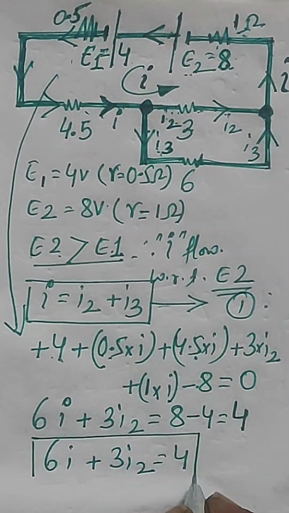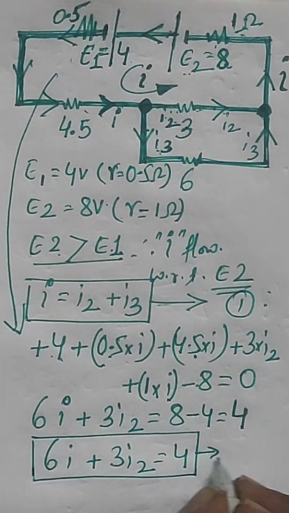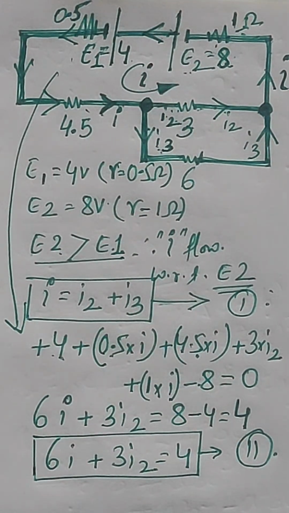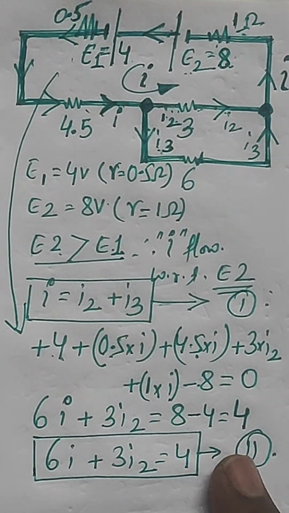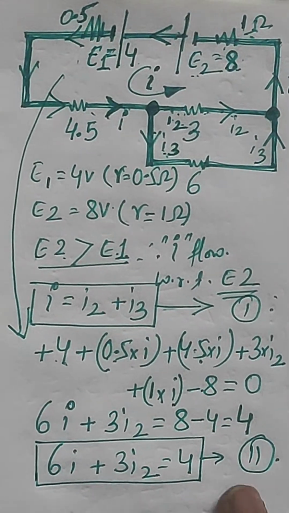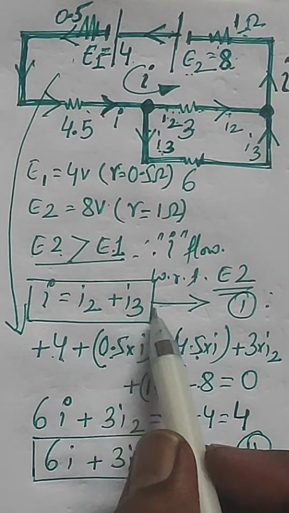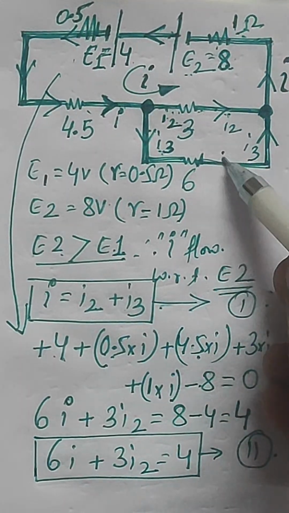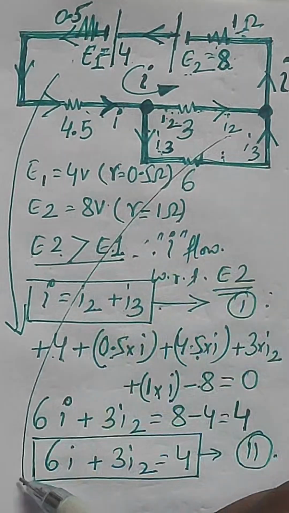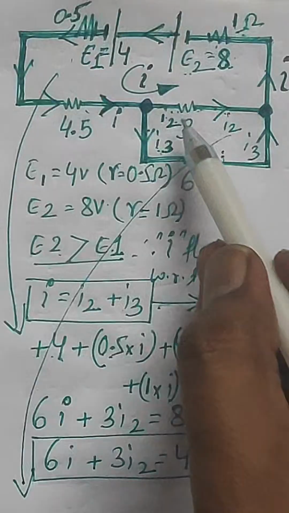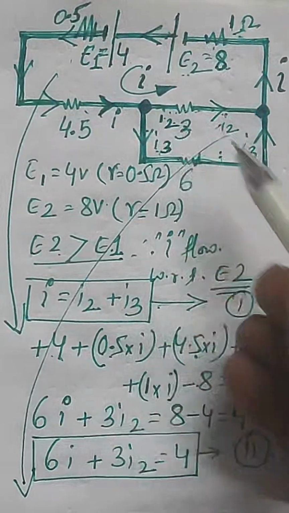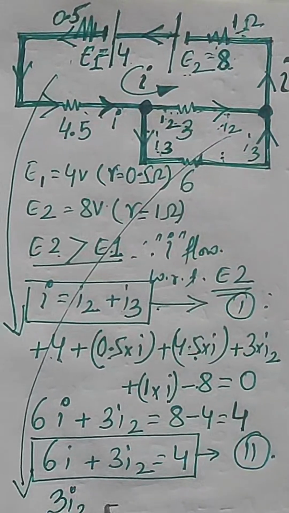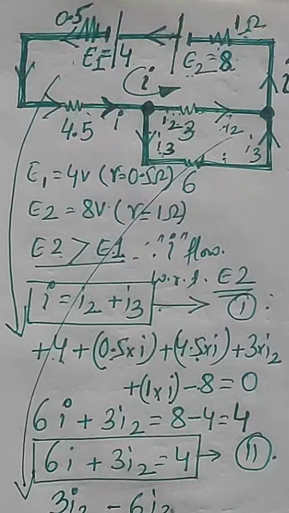So let us say this is equation number 2, right? Now from this point we have 6I plus 3I2 equal to 4, and again I equal to I2 plus I3, right? If you consider this circuit, from here what we can see is that 3 into I2 minus 6 into I3 is equal to 0.